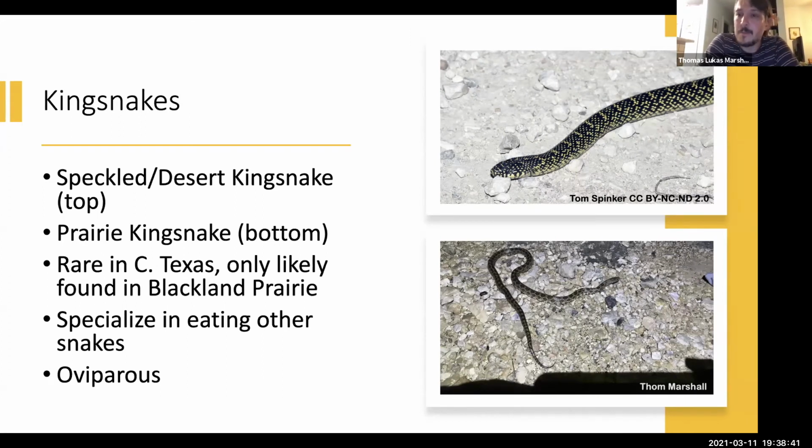So the snake on the top is what we call an intergrade, which is kind of like a hybrid between the speckled and the desert king snake. So that's what we have here in our region, kind of a hybrid between those two subspecies or species. Then at the bottom is the prairie king snake. Both of these snakes specialize in eating other snakes. The prairie king snake is a little bit more of a generalist and will more often take some small mammals and lizards as well. But these are some cool snakes because they're so rare in our area.